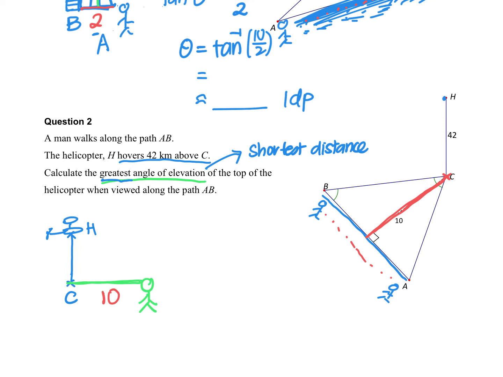Then now they say find the angle of elevation. Which other information have they given me that I haven't filled in? 42. Okay, so we got 42. Angle of elevation of the top of the helicopter. Where is the man? At the bottom. He looks up to the helicopter. So this is my angle.